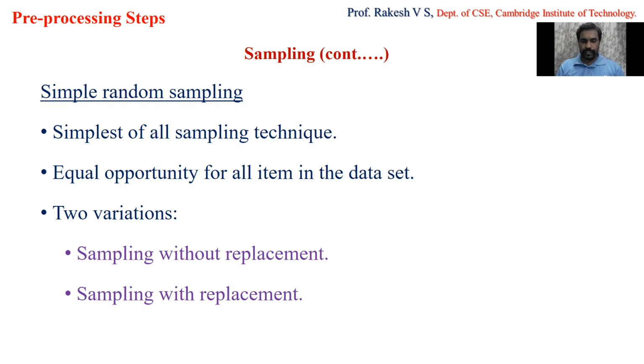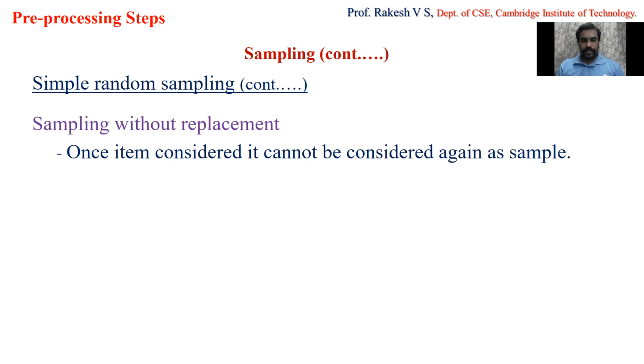We have two variations. The first one is sampling without replacement, and the second one is sampling with replacement. Now let us first consider sampling without replacement. Here also, as the name itself indicates, once an item is considered as a sample, then for identification of further samples, these items cannot be considered. That is what sampling without replacement is. So sampling without replacement means that once a particular data object is selected as a sample, to find the new sample, these data objects will not be considered.